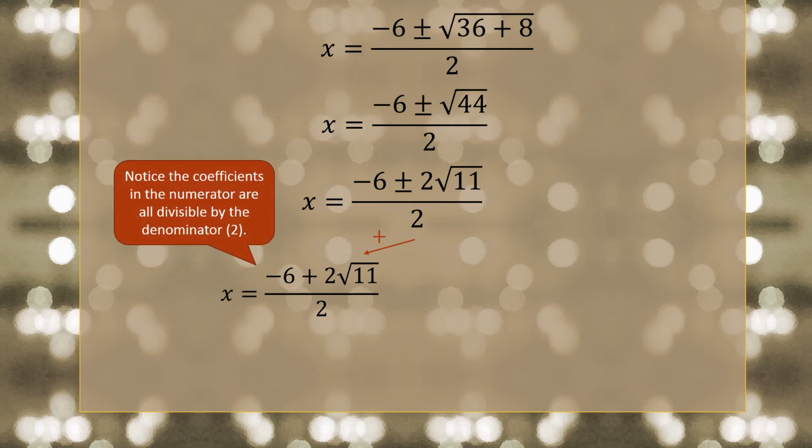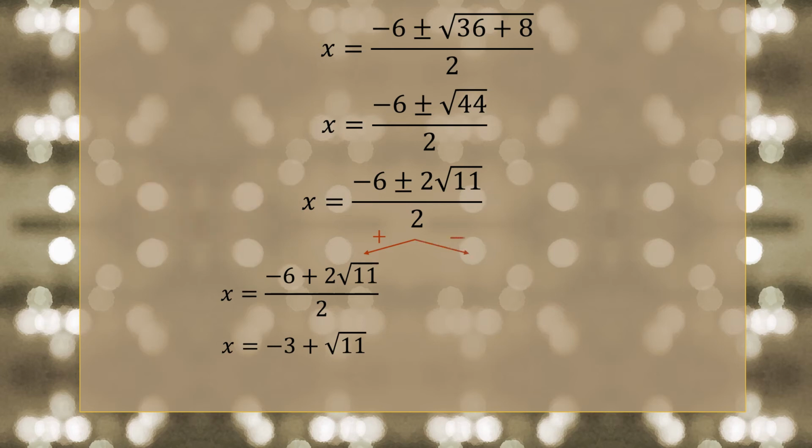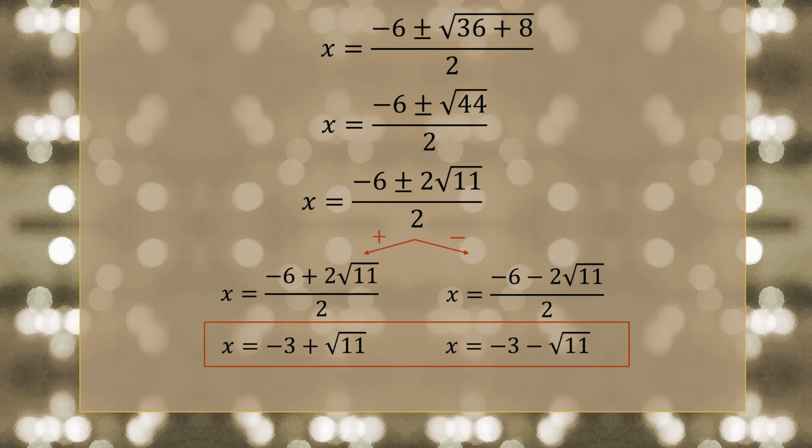Now notice the coefficients in the numerator are all divisible by the denominator. So this can reduce. It reduces to x equals -3 plus square root 11. Now let's look at the subtraction. This would give us x equals -6 minus 2 square root 11 all over 2. And again, because the coefficients in the numerator are all divisible by the denominator, this can reduce to x equals -3 minus square root 11, and those would be your solutions.